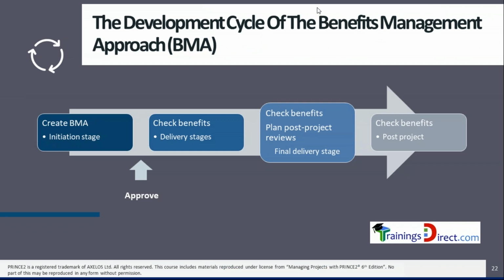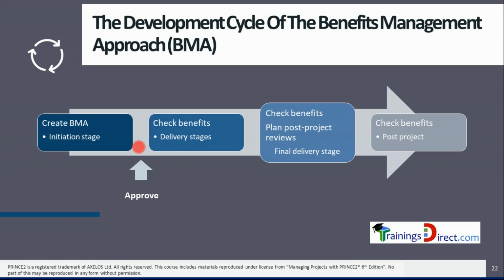Apart from the business case, you might recollect there is also the benefits management approach, in short, BMA. This is created not in the pre-project cycle, but in the initiation stage, which means the project manager is going to draft the benefits management approach in consultation with the project board. And then the project board will approve it at the end of the initiation stage. This is a list of benefits, their owners, their target dates, the way the benefits would be measured, the current baseline or snapshot of what the benefits are, and how these benefits link to strategic objectives of the organization.